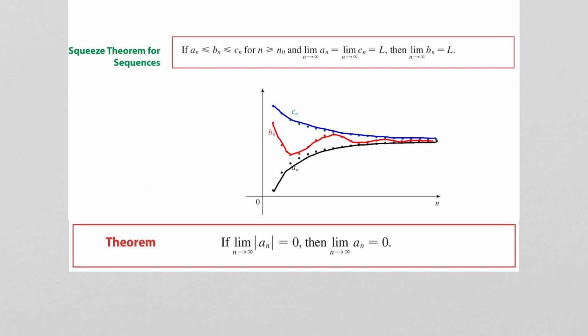And finally, one theorem that will sometimes come in handy is that if the limit of the absolute value of An is equal to 0, then the limit of An itself has to be equal to 0. Let's do some examples.